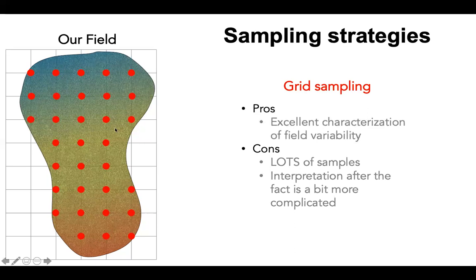Similarly, the interpretation of our results from this is going to be a little bit more complicated. We don't necessarily know if any individual sample is representative. We kind of need to do the math on it. I'll spare you the boring parts of it, but I'll just say the interpretation is a little bit more complicated when you do a grid sampling.